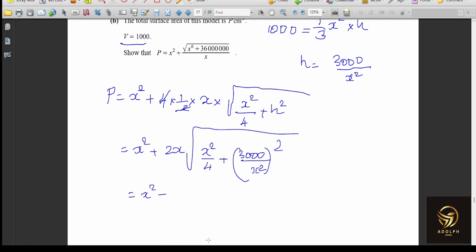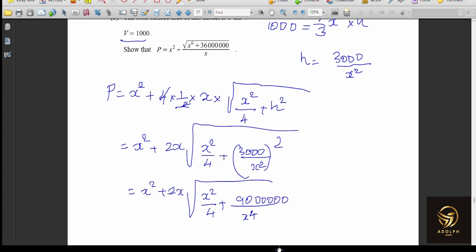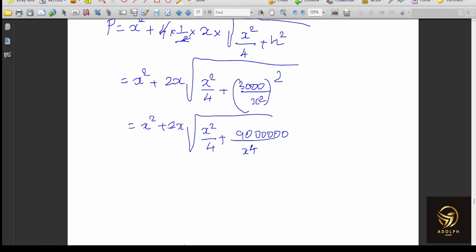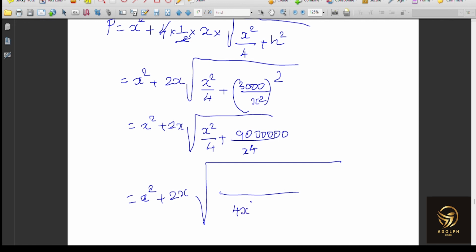So x square plus 2x into root of x square by 4 plus 3000 square by x square. So x square will be x power 4. 3000 square is, we are getting 9 million. Then in the next step we can simplify it, and at the same time we'll be taking the common denominator 2, x square plus 2x into square root of, in the denominator we'll be getting 4x power 4.